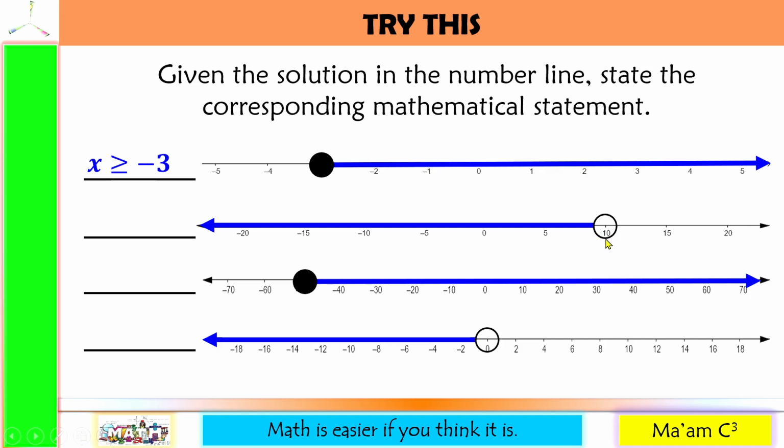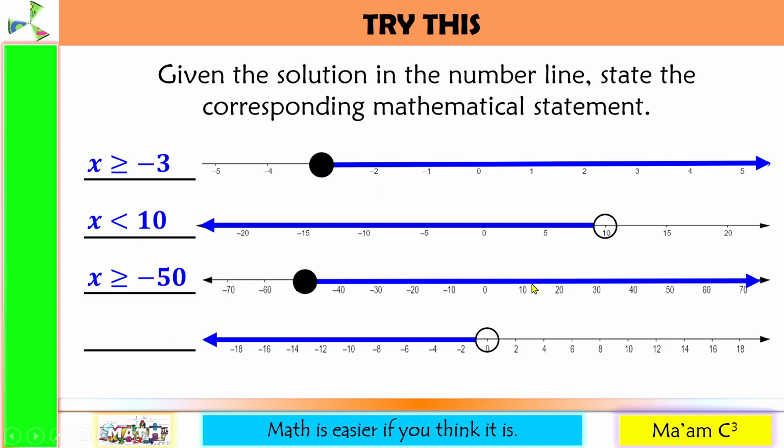This is negative 10 and going to the left, so values of x that are less than negative 10. So x is less than negative 10. We only use less than because this is unshaded circle. This is negative 50, then going to the right, so x is greater than or equal to negative 50.